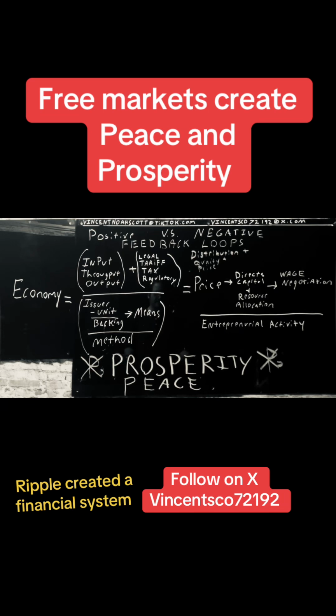And that economic activity is what? The inputs, throughputs, and outputs. The raw resources, the businesses that are taking that and creating a good, and then the outputs, how you're going to sell it. But it all occurs in between this fence that the legal, tariff, and tax and regulatory structure creates, okay? And when all of this works together, it creates a price, all right? And what does a price do? A price directs capital and resources.